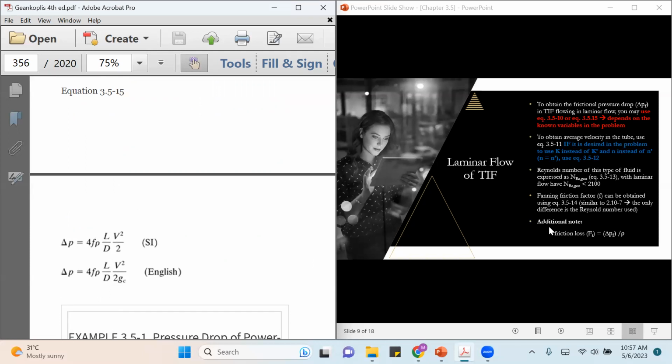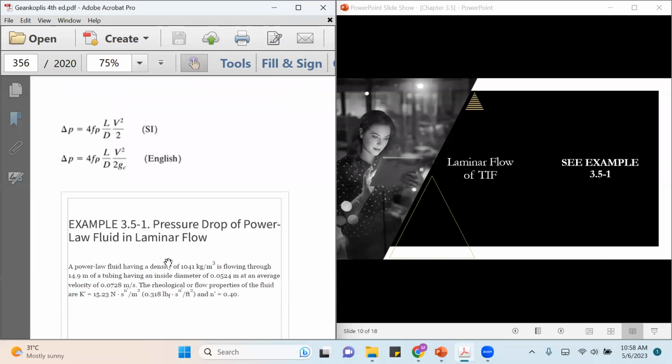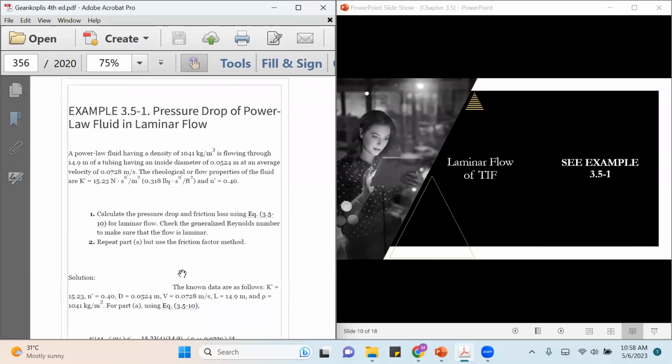Now, this is one additional note, similar again to chapter 2. I hope you still remember. Please do remember it: the friction loss, or FF, is equal to delta PF over the density of the fluid. Okay, so we go to see example 3.5 as well.